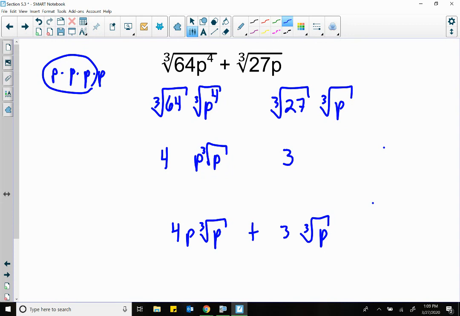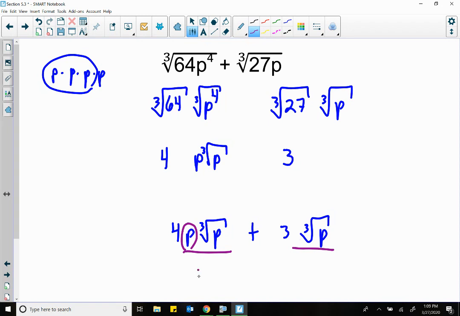So the question is, do these match? Are these alike? Now, they both have a cube root of p, but notice this one has a p in front. Does this one have a p in front? And the answer is no. So can I put these together? No, because they are not alike. All of this had to match everything over here. And since this has a p, and this one does not, you cannot put these together.